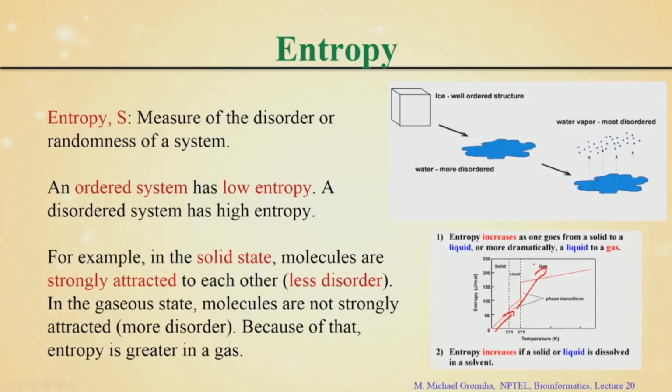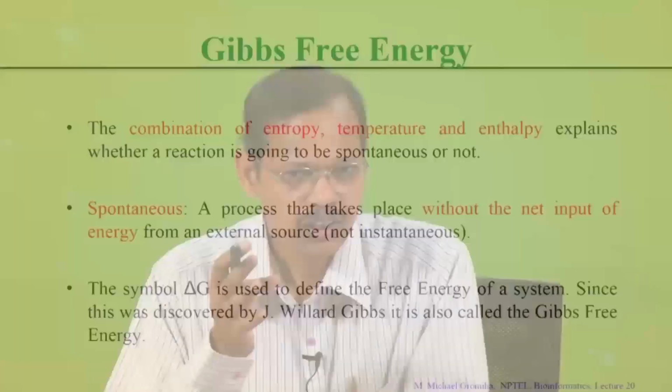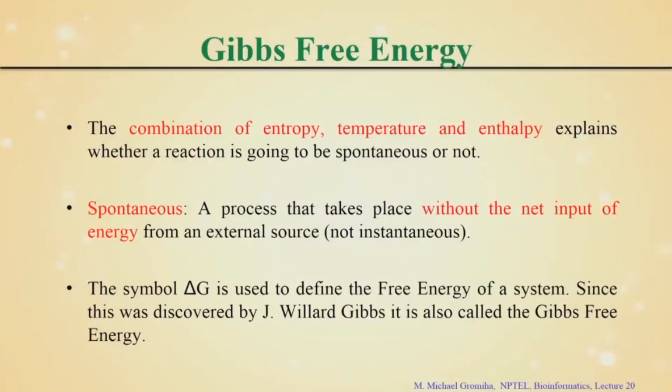Now, if we have the enthalpy and the entropy, along with temperature, we can explain the free energy, called Gibbs free energy. This free energy indicates a spontaneous process if there is a net input of energy. We use the symbol delta G to define Gibbs free energy, and we use the word Gibbs because it was first discovered by J.W. Gibbs. This is why we call it Gibbs free energy.